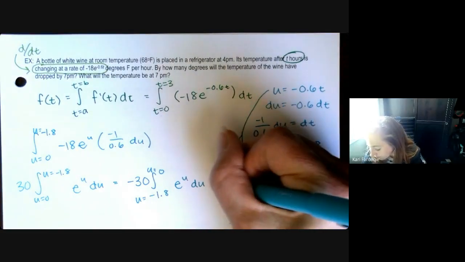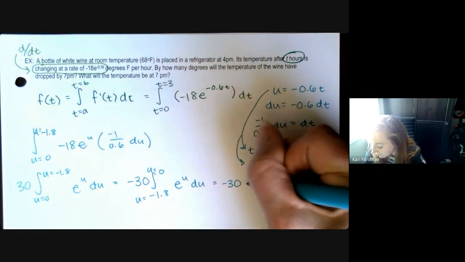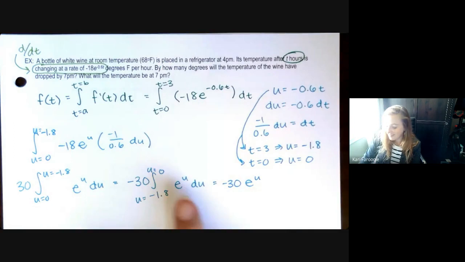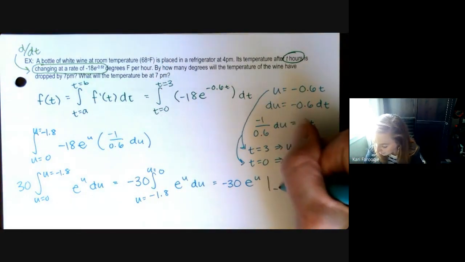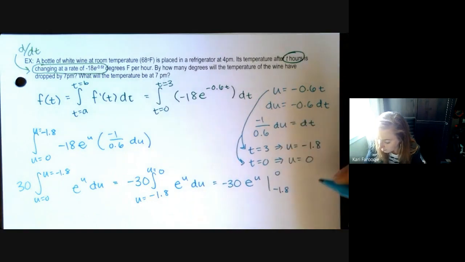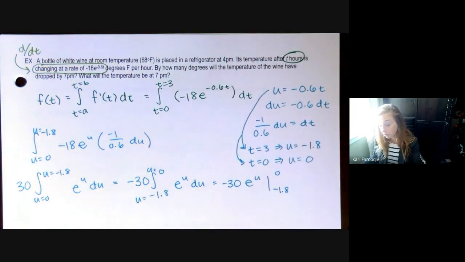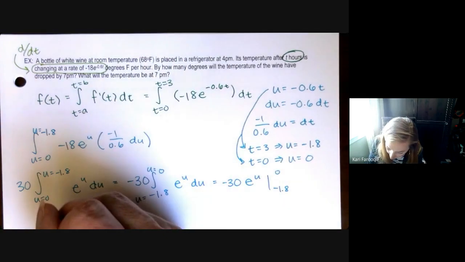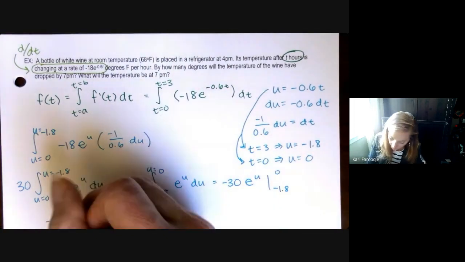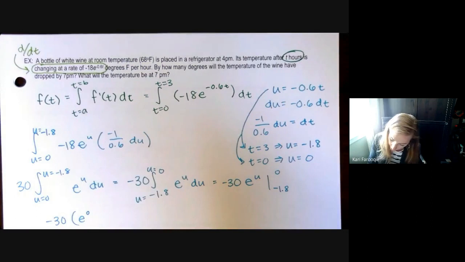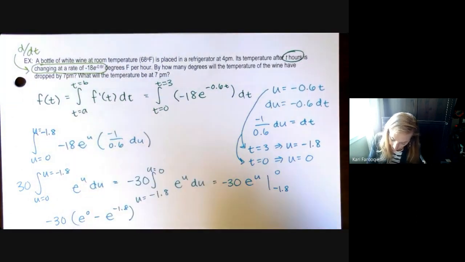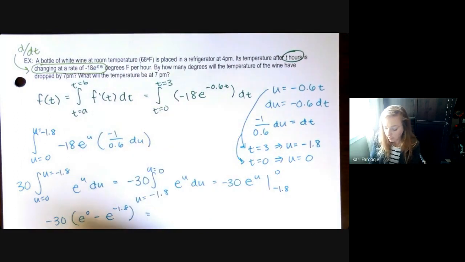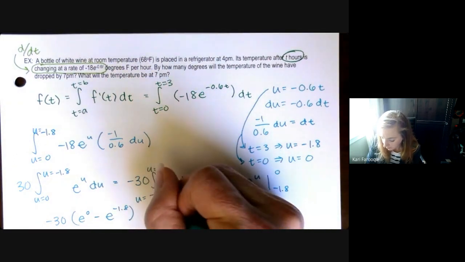The integral of e to the u du is e to the u, and then we take that from negative 1.8 to 0. So now I can insert these directly into my expression. This is going to be negative 30 times e to the 0 minus e to the negative 1.8, and e to the 0 is 1.